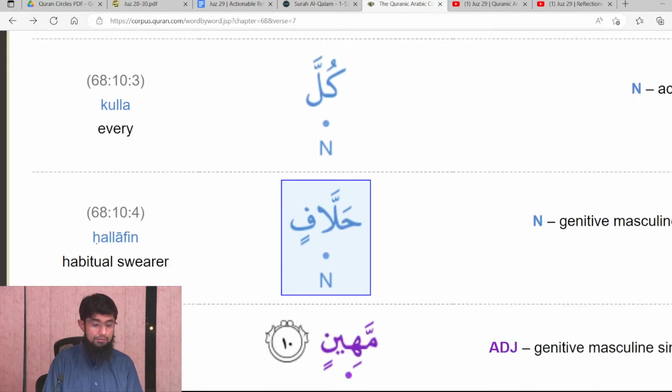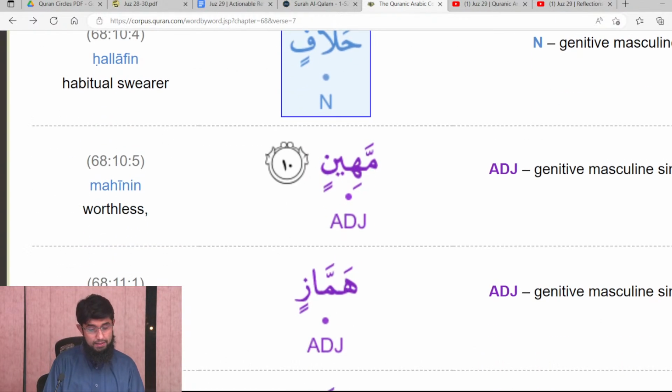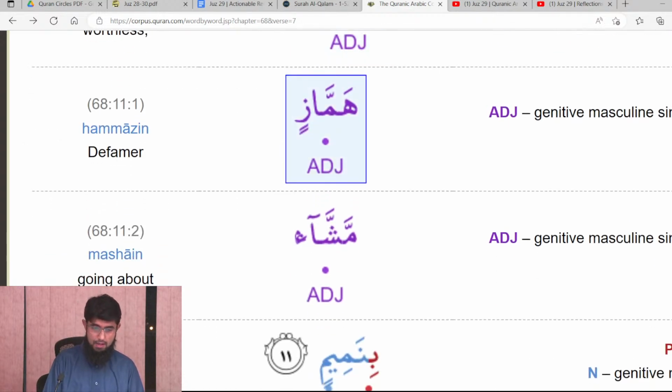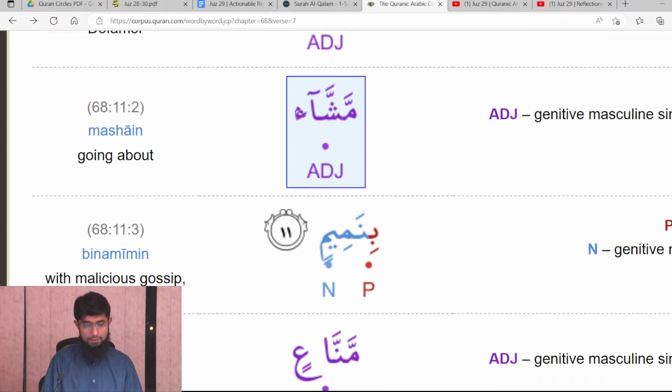Every. Halaf, habitual, right? Someone who swears a lot. Mahin, worthless. Hammaz. So this is also from wailul likulli humaza. Same thing. Humazatil lumaza. Masha, going about. So we saw that in Surah Al-Mulk. I think. What was the verse? أَفَمَنْ يَمْشِي مُكِبًّا عَلَى وَجْهِهِ. Same root, right? The one who walks straight up compared to the one who is crawling on his face.